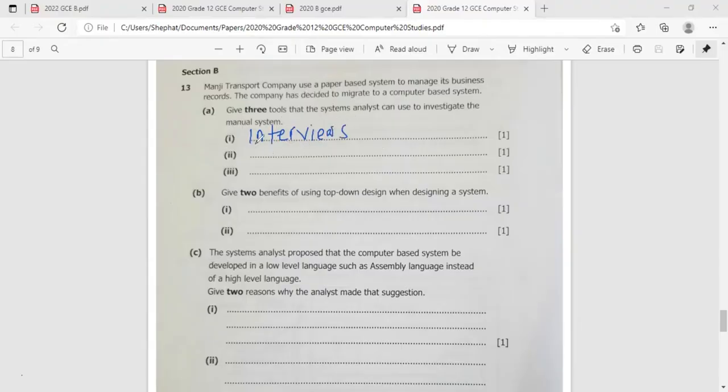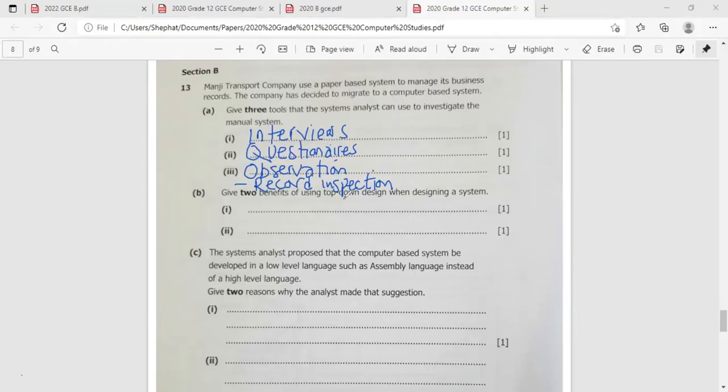you can use questionnaires to gather facts, you can use observation or record inspection. That is another alternative answer, record inspection, where you review the existing documentation. So any 3 from those 4 answers.